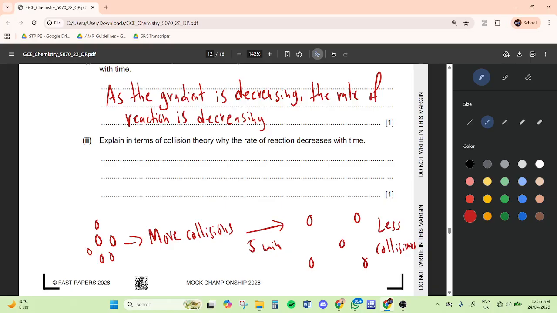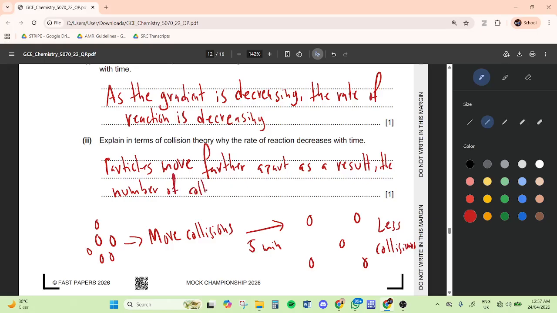So you're going to write that particles move farther apart. As a result, the number of collisions decreases.